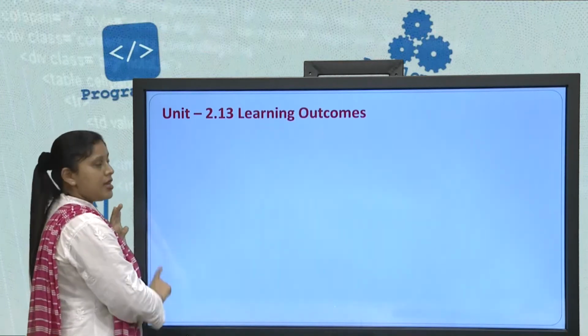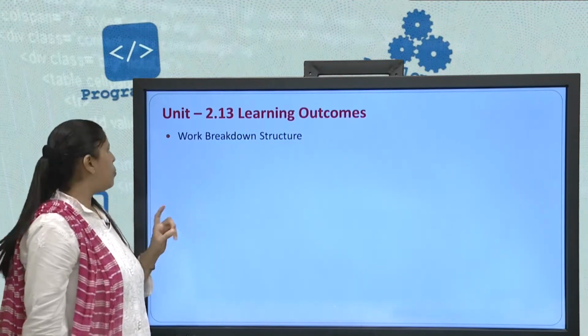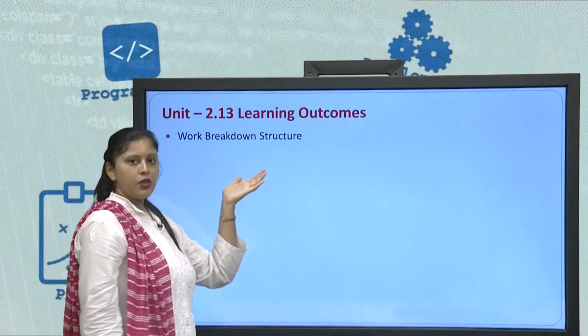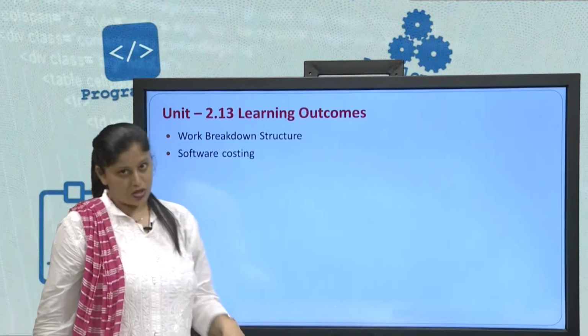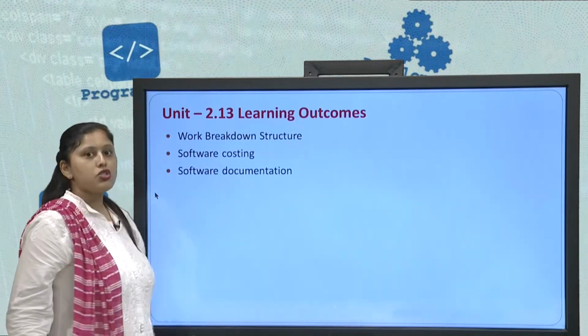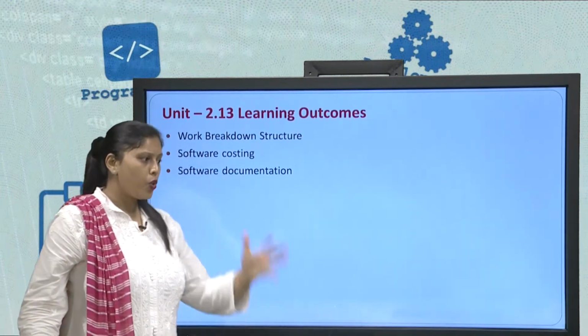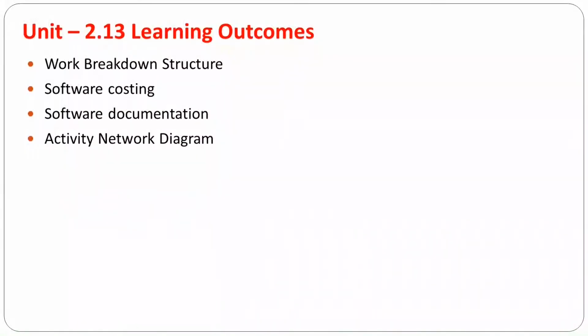That is it with unit 2. The learning outcomes of unit 2 are work breakdown structure. We saw what is WBS. We saw what is software costing, that is software pricing. We saw what is software documentation, how do we document a software. We saw what is an activity network diagram, how to draw that activity network diagram. We saw what is the COCOMO model. That is it.